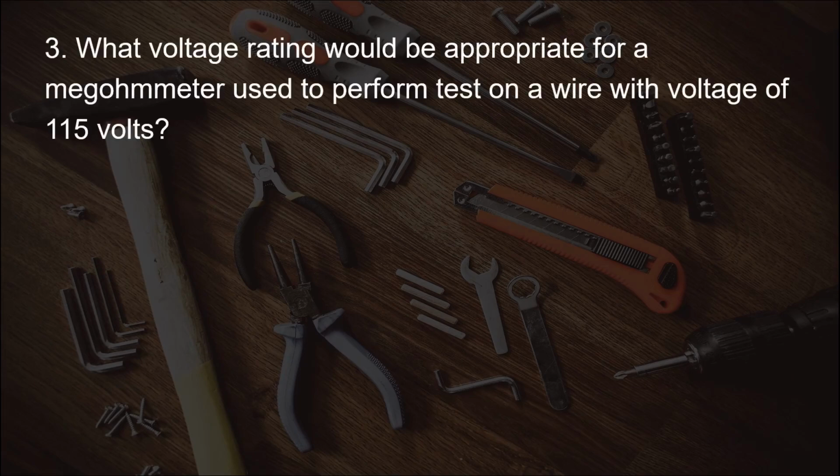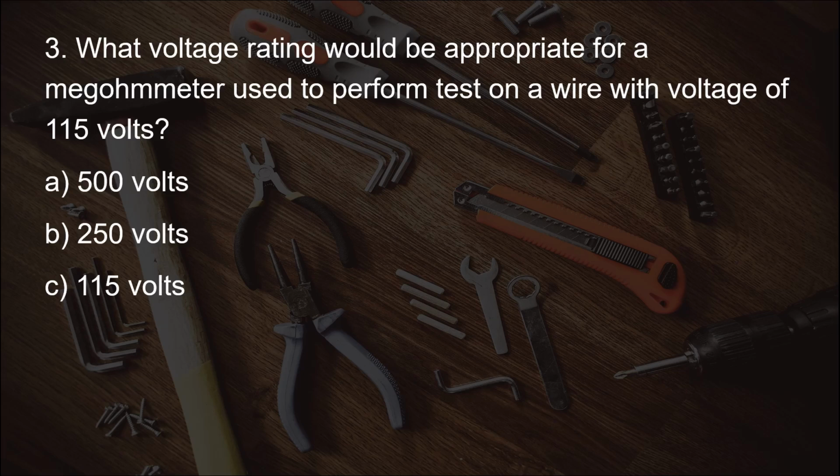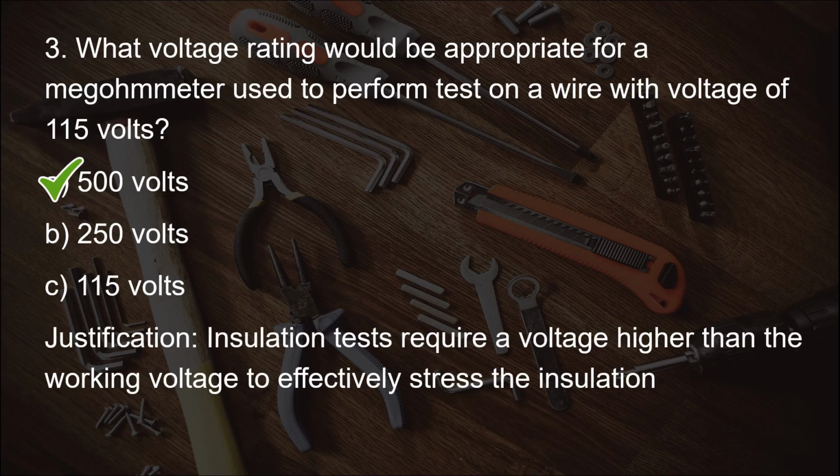Question 3. What voltage rating would be appropriate for a megohmmeter used to perform a test on a wire with voltage of 115 volts? A. 500 volts. B. 250 volts. C. 115 volts. Justification: insulation tests require a voltage higher than the working voltage to effectively stress the insulation.